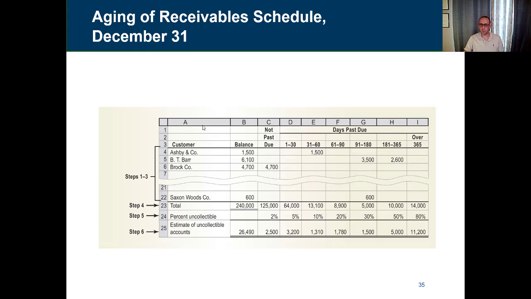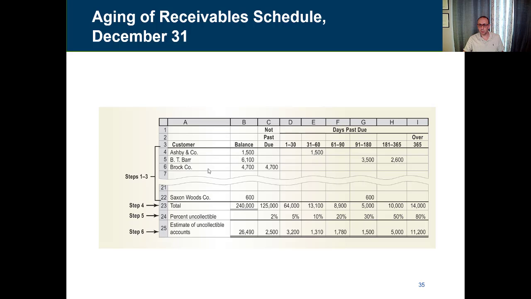You can see here in the first column we have the customer name, and it's truncated here. You can see that they cut the customers between 7 to 21. Then we have a column for balance, and a column for not past due, and this means that these values are still current. And then 1 to 30, 31 to 60, 61 to 90, and so on until over 365 days. So these are the days past due. This column here is not past due. For example, we have customer name Ashby and Company. They have a balance of $1,500. These $1,500 are actually past due by 31 to 60 days.